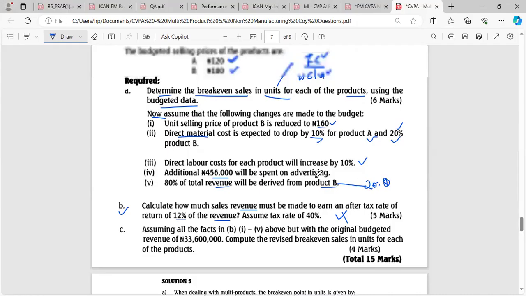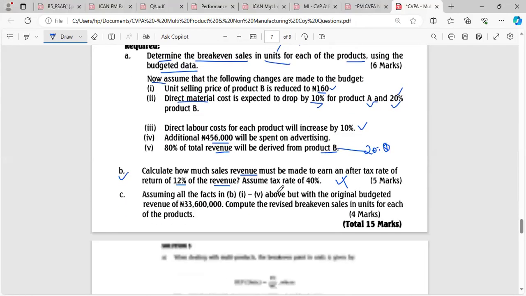All right, so let's now solve. We've analyzed everything. Let's just begin to plug figures. So let's go on. Calculate how much sales revenue must be made to earn an after-tax rate of return of 12% of the revenue, assume tax rate of 40%. This thing should be looking familiar. Let's come back.